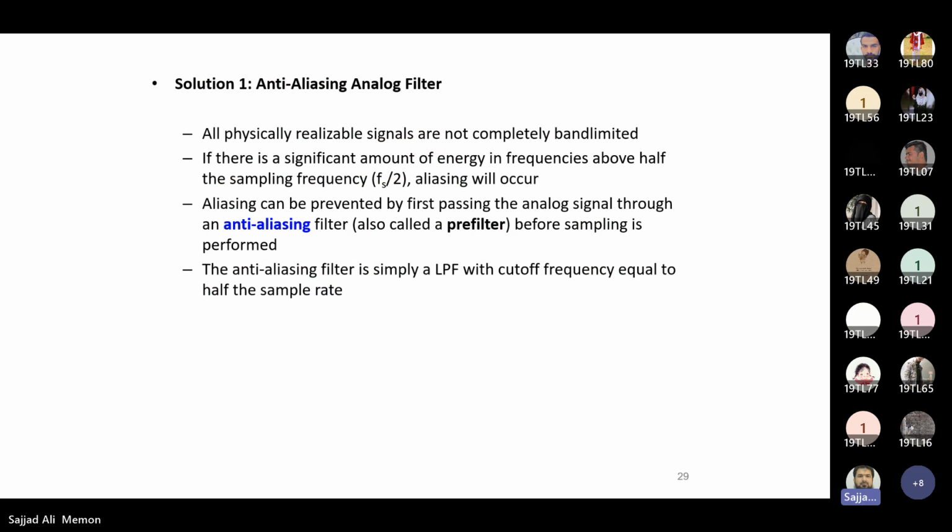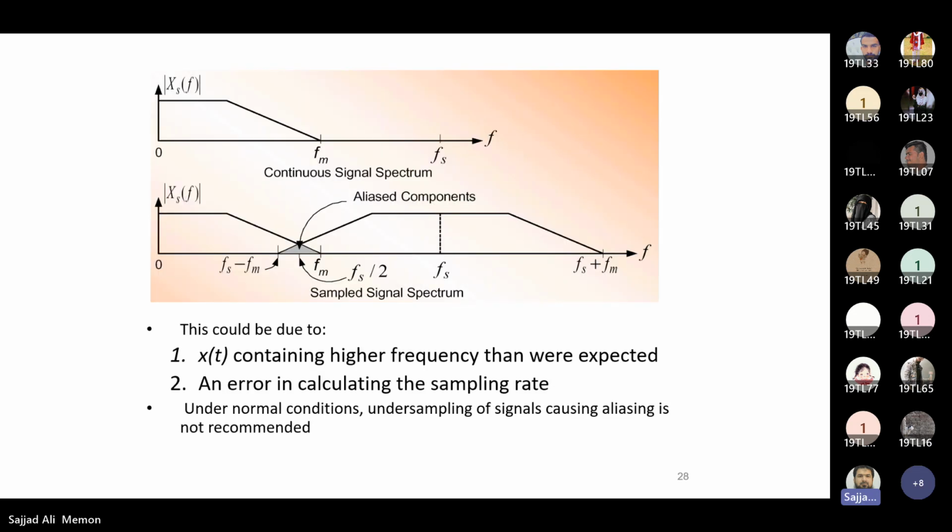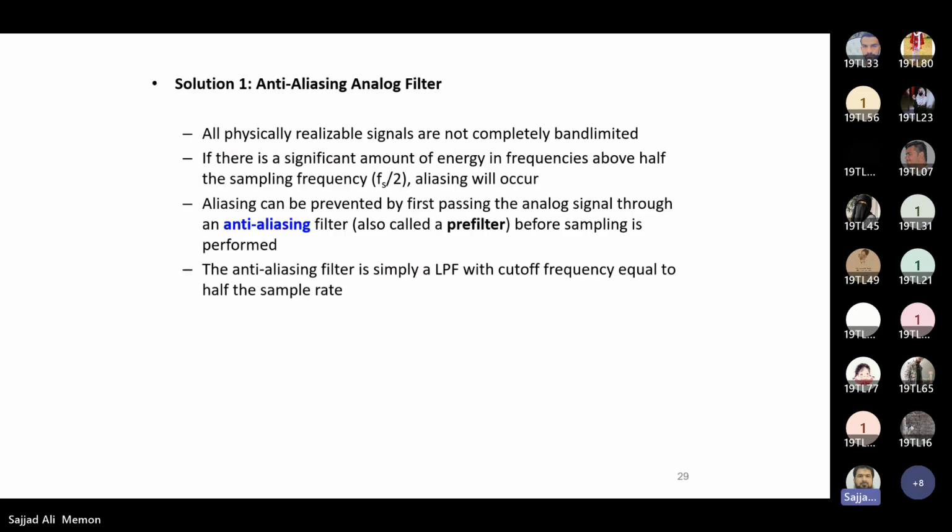So how do we avoid these two things? Number two can be avoided easily. We must choose a sampling frequency that is not undersampled. It should be oversampling. But how can we make correct measurements in x of t? How do we band limit x of t? That is mentioned in the solution.